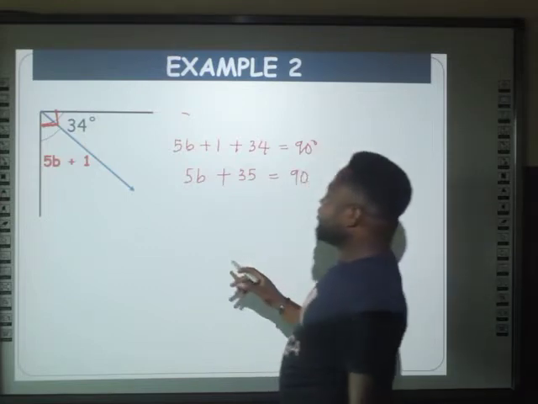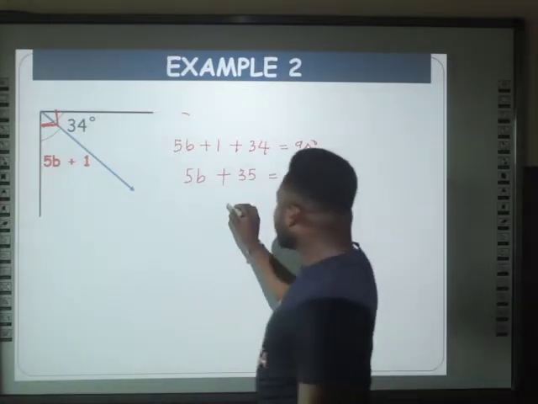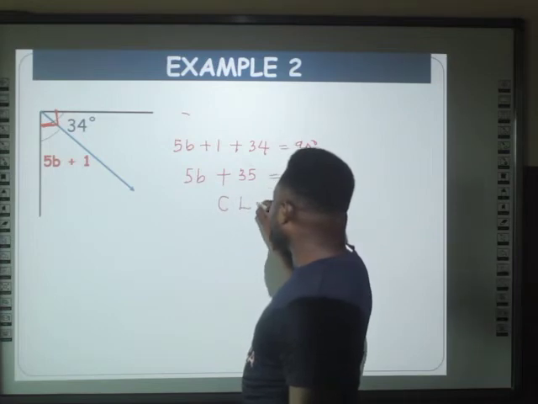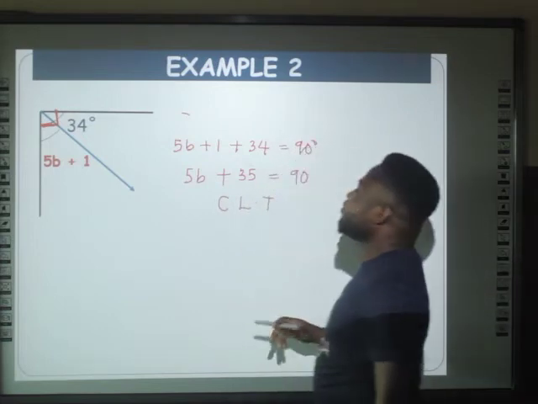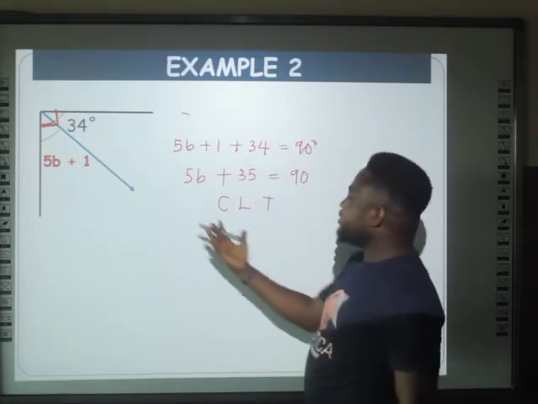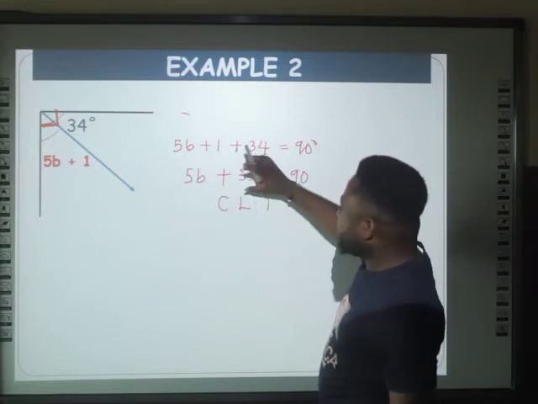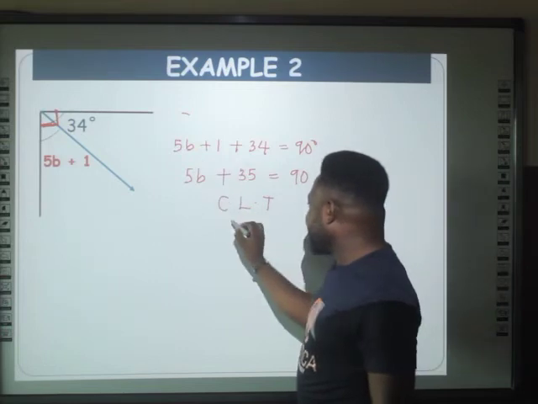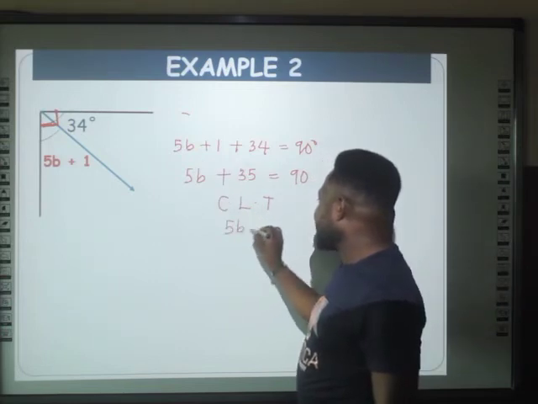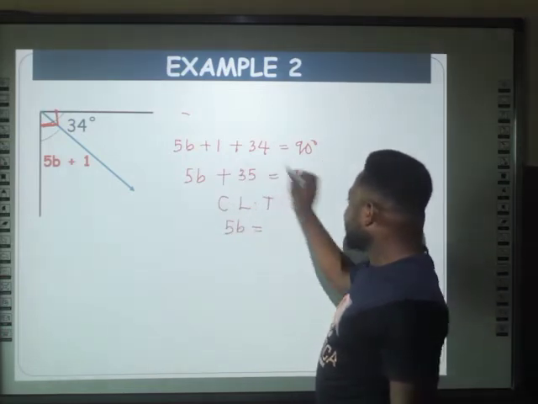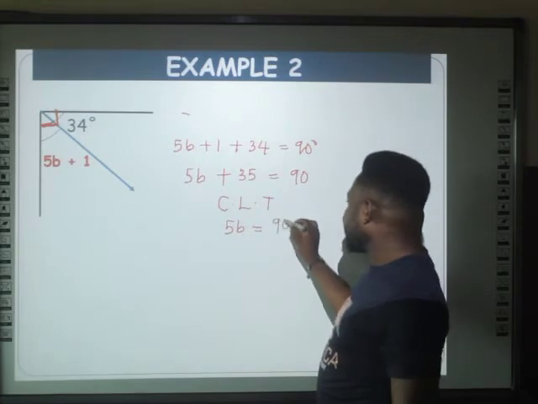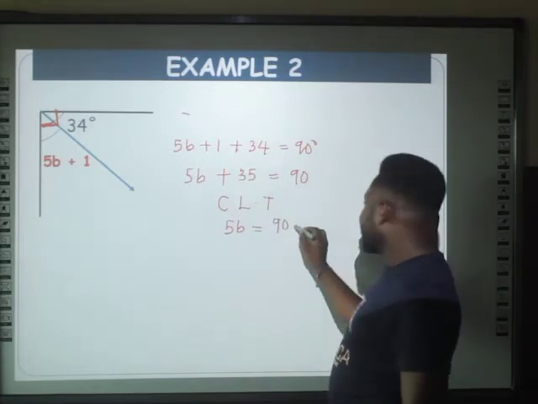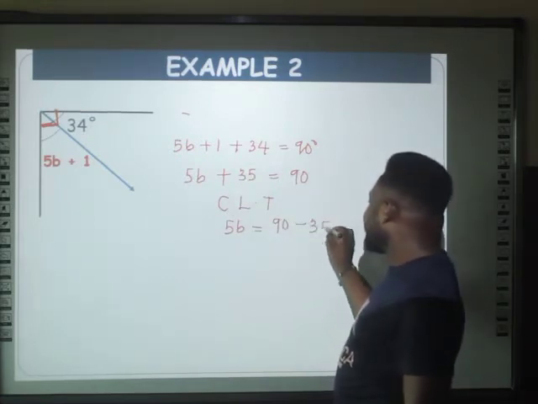Now, what are we going to do next? We simply collect like terms. By collecting like terms, we separate the letters from the numbers. So plus 35 will move to the right. So you are left with 5b on the left hand side. So 5b will be equal to 90, plus 35 will move to the right, and it becomes minus 35.